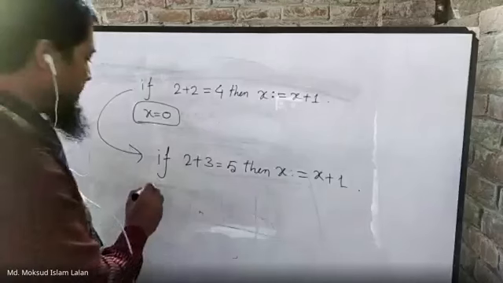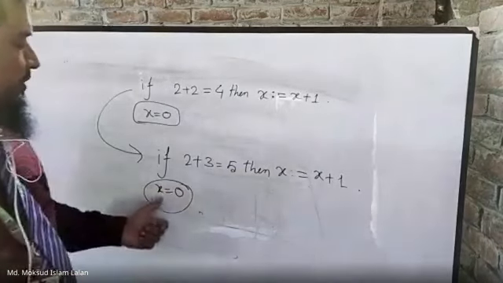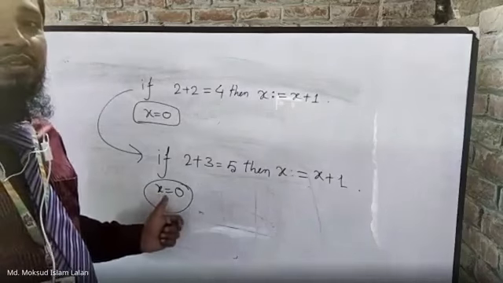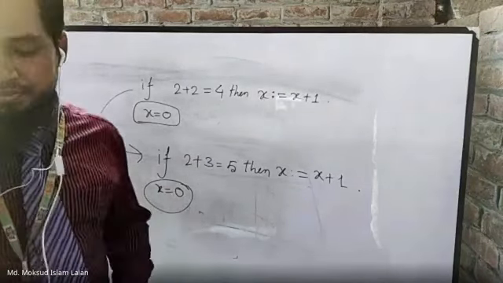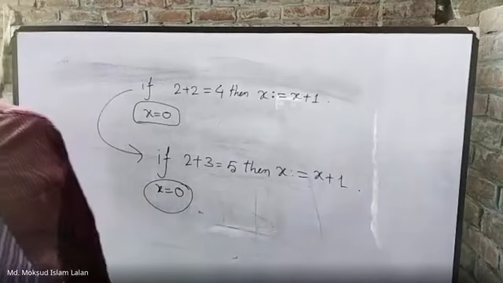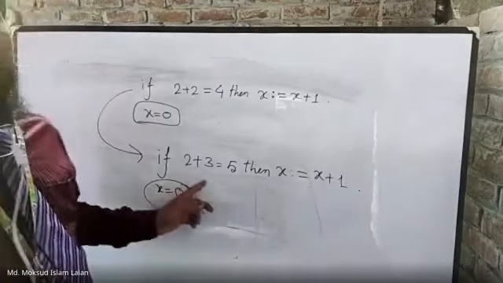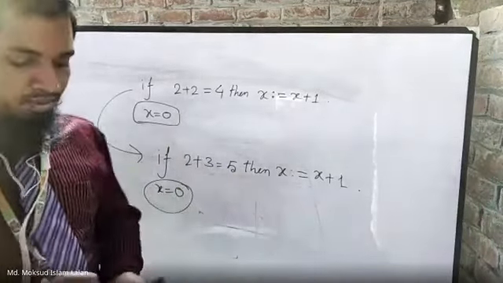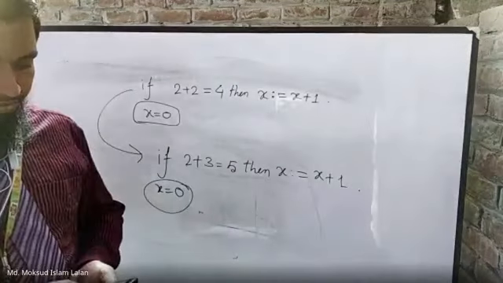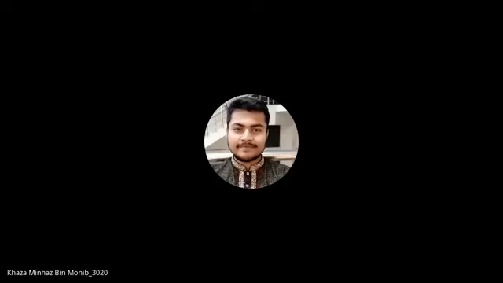Okay, same question. x equals 0. If x equals 0 and you use this, what will be the value? This is not given in your book. This one is given. Now, what will be the value? This is also 1.